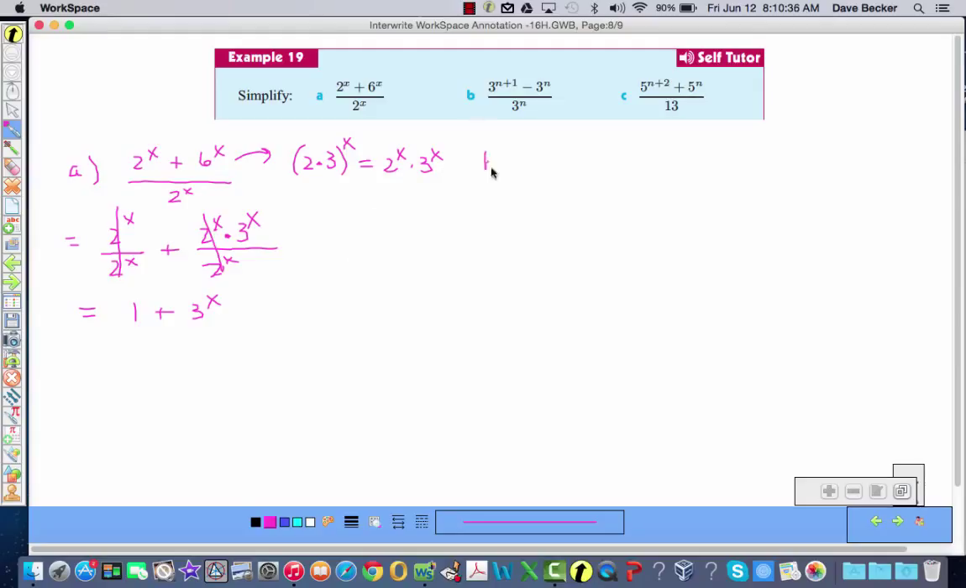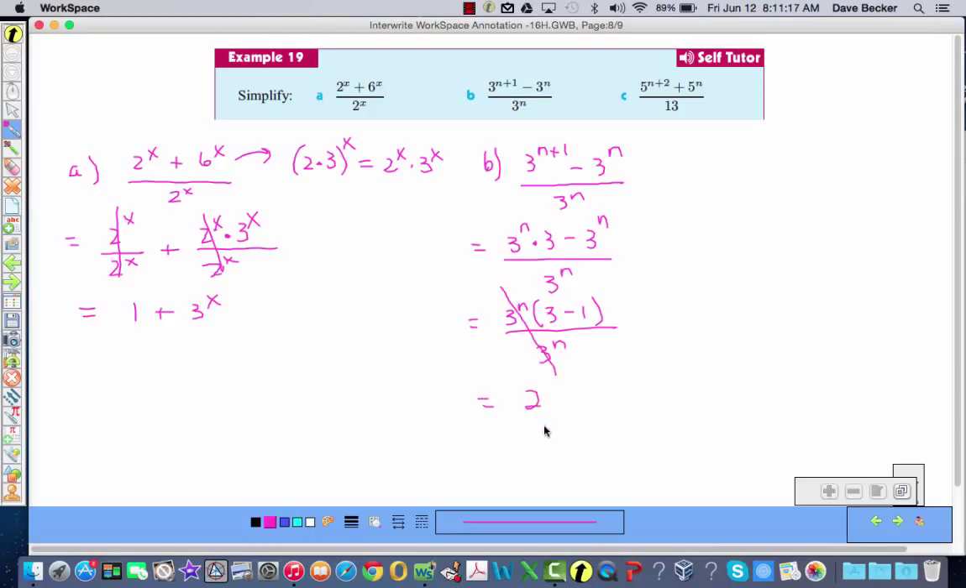All right, B. So 3 to the n plus 1 minus 3 to the n over 3 to the n. Well, that's equivalent to 3 to the n times 3 minus 3 to the n over 3 to the n. You can look at this as simplifying with both of these, but what's really happening here is you're factoring out a 3 to the n, and what are you left with? 3 minus 1 over 3 to the n, and we're left with 2.